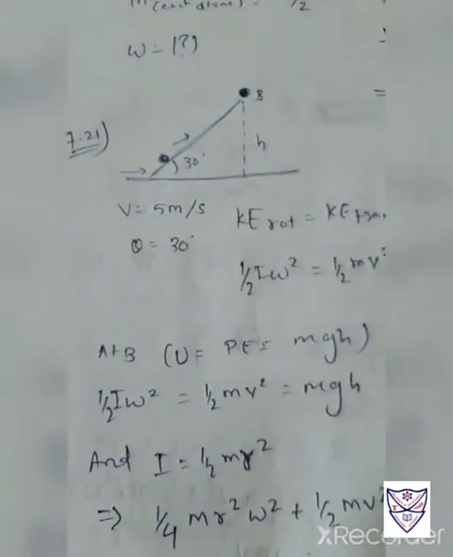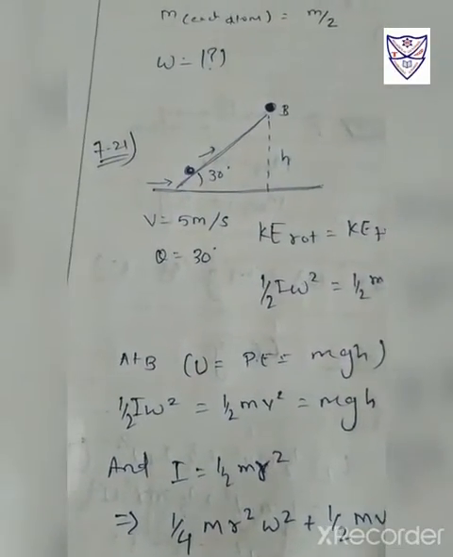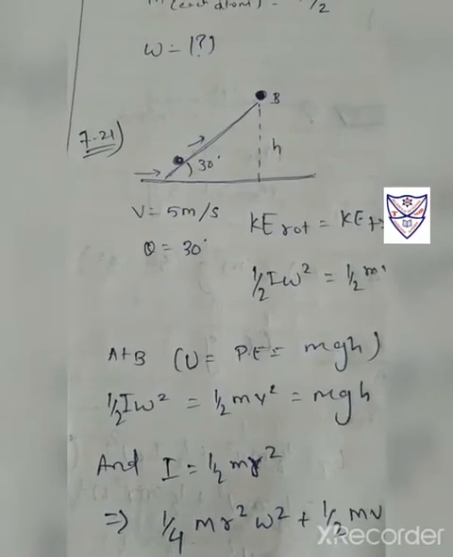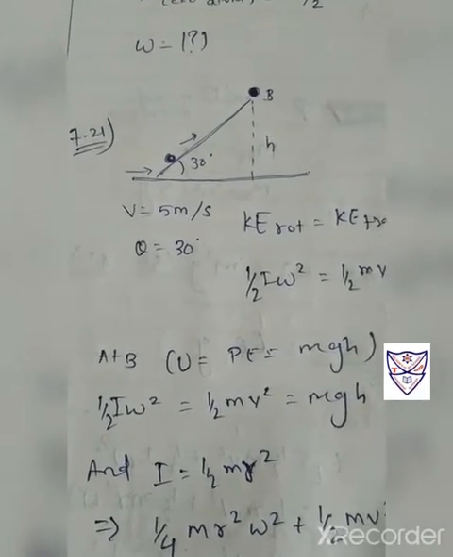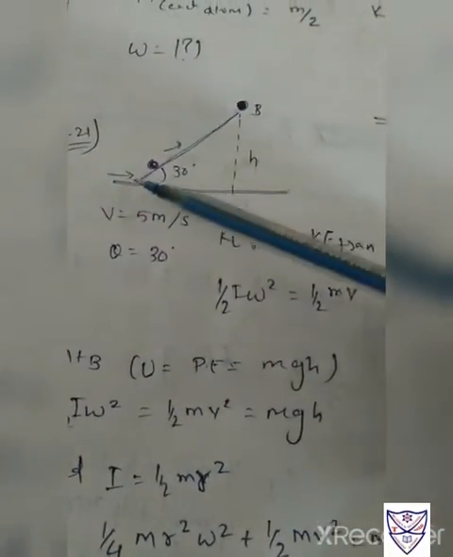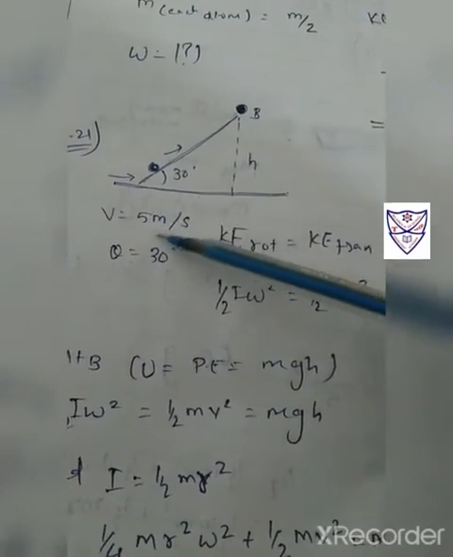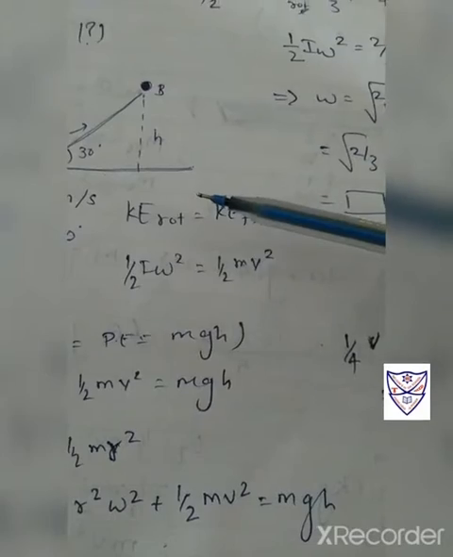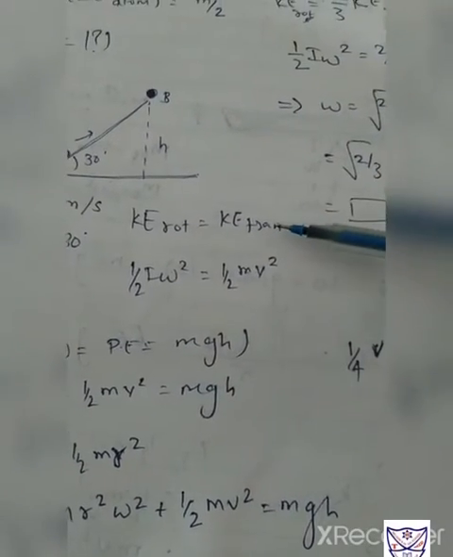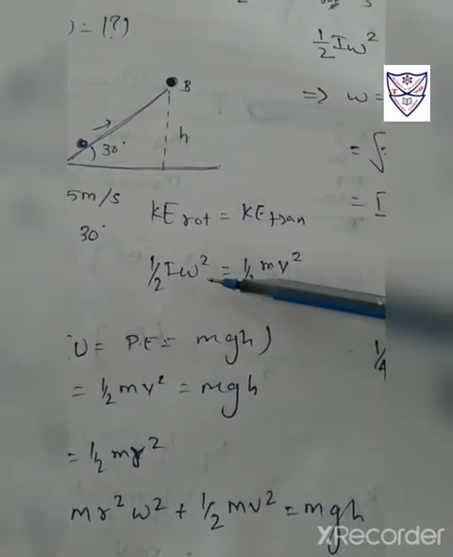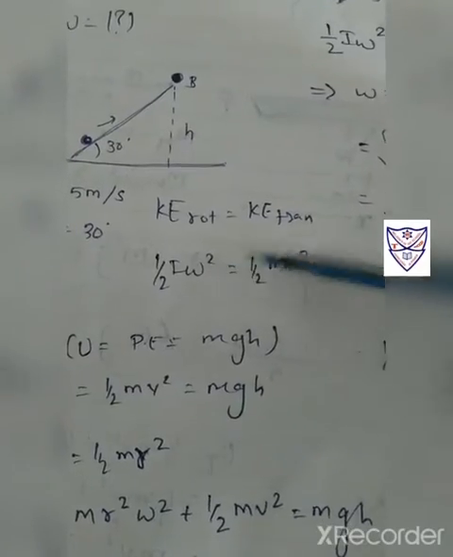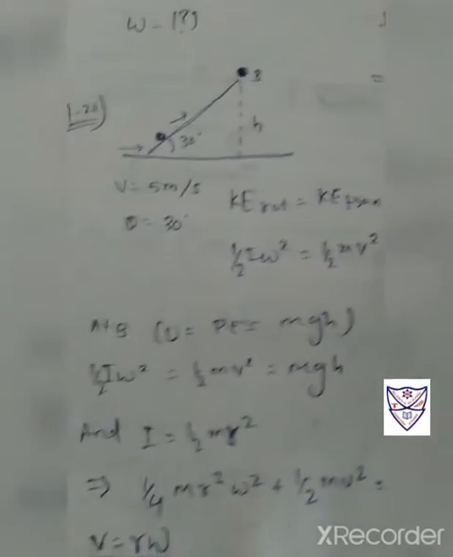The next one is also a kind of important sum. Here you can see they have provided you V and theta, and see the condition that the object is moving here in the upward direction. So this is your theta, and the velocity is given to you, and you know that the rotational kinetic energy is equal to the translational. So I can write in this condition half I omega square is equal to half mv square. Okay, simple.